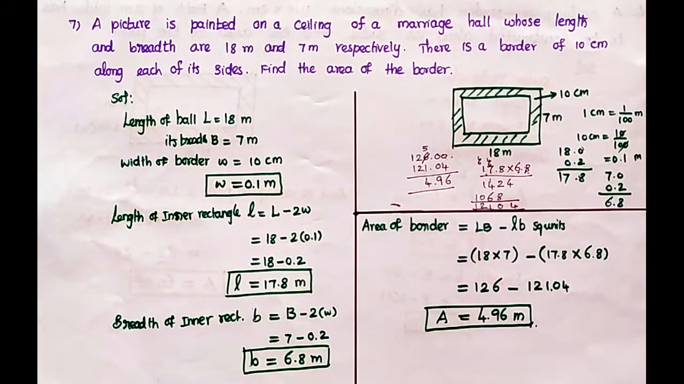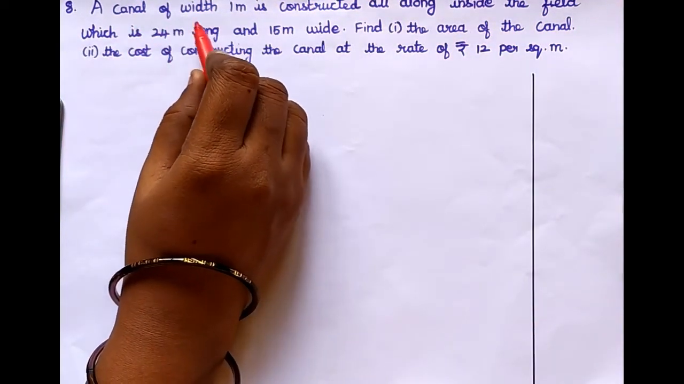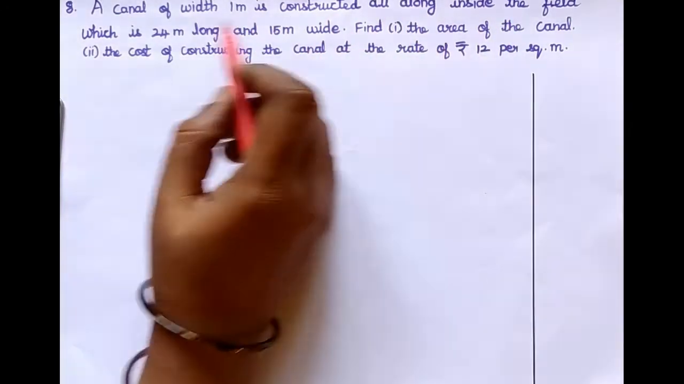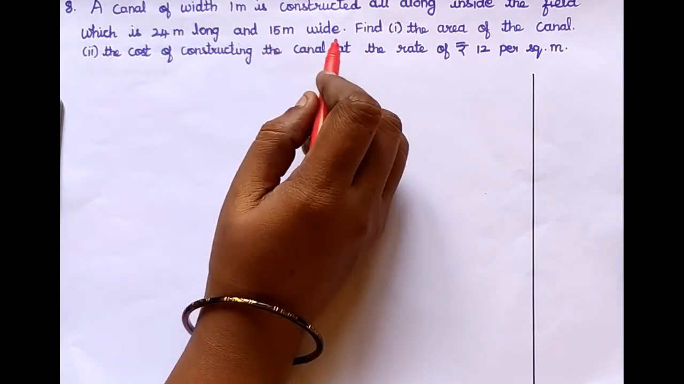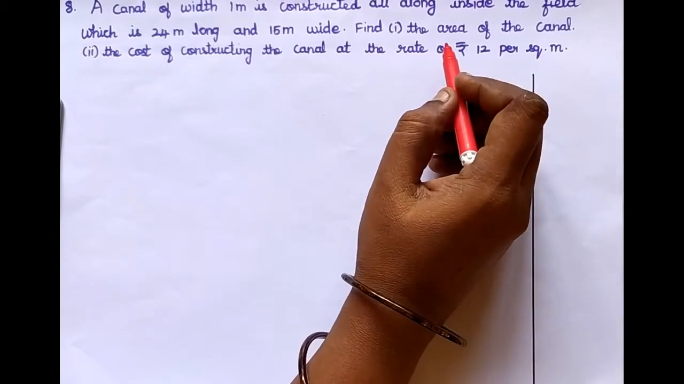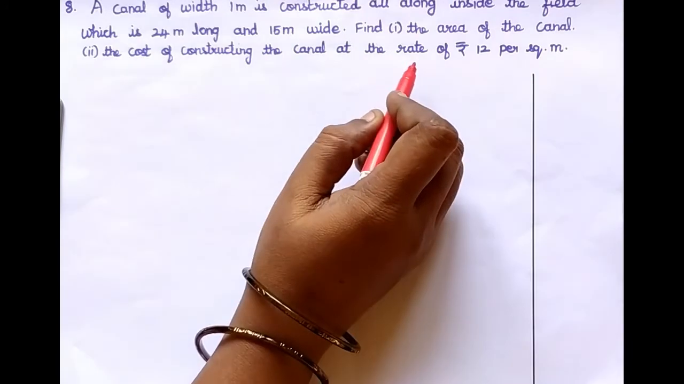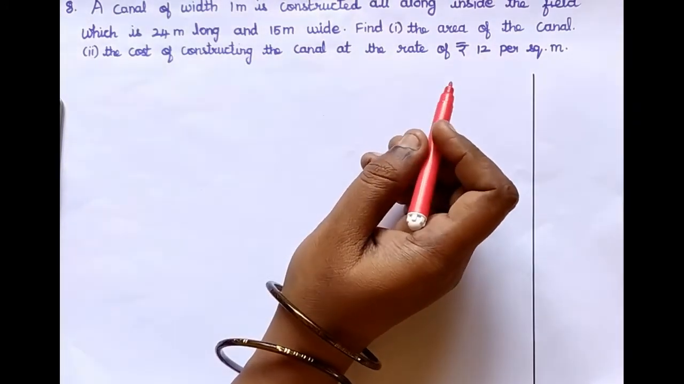So that is the answer. Area of the border is 4.96 meter square. Eighth sum: a canal of width 1 meter is constructed all along inside a field which is 24 meters long and 15 meters wide. Find the area of the canal and the cost of constructing the canal at the rate of rupees 12 per square meter. Listen.